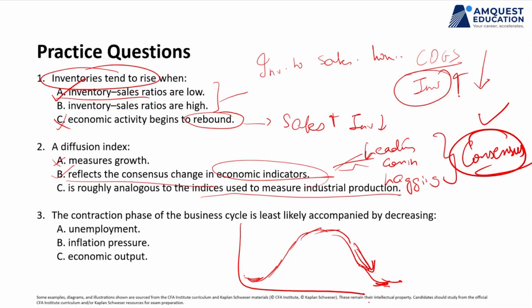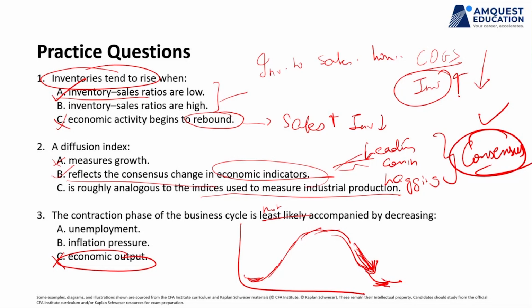Okay. So what is it not accompanied by? Least likely means not, right? So it's not accompanied by what? Decreasing unemployment, decreasing inflation pressure, or decreasing output. Now let's understand. When you are in a contraction phase, your output is obviously decreasing because you're contracting. So this is not the answer because it is accompanied by output decrease, obviously, right?